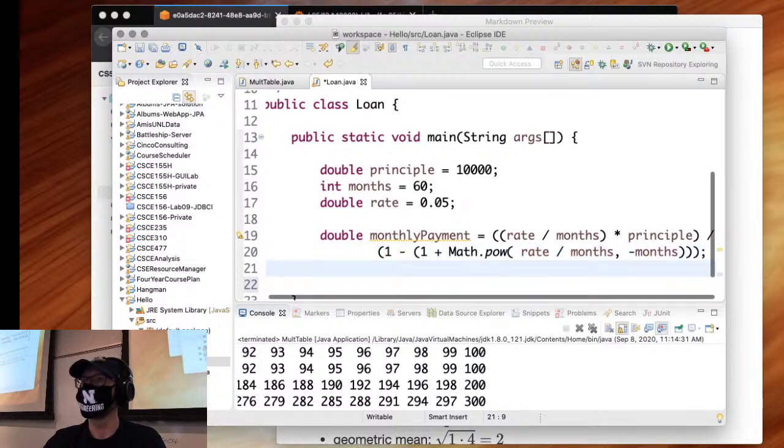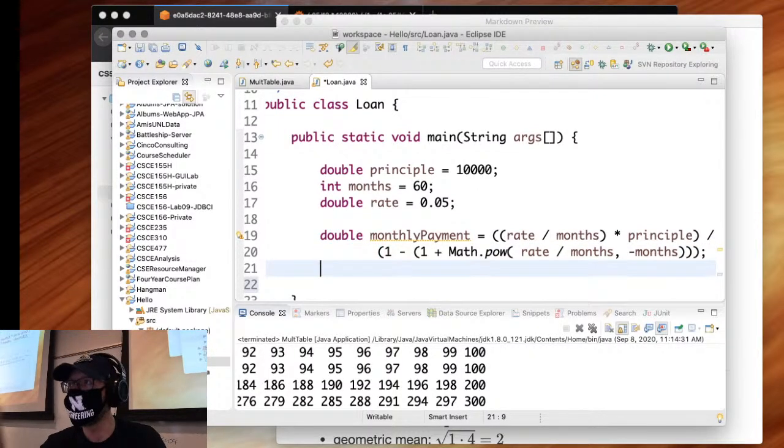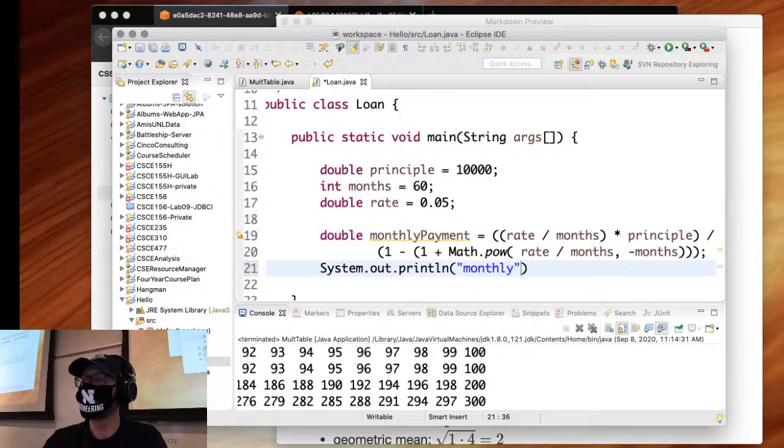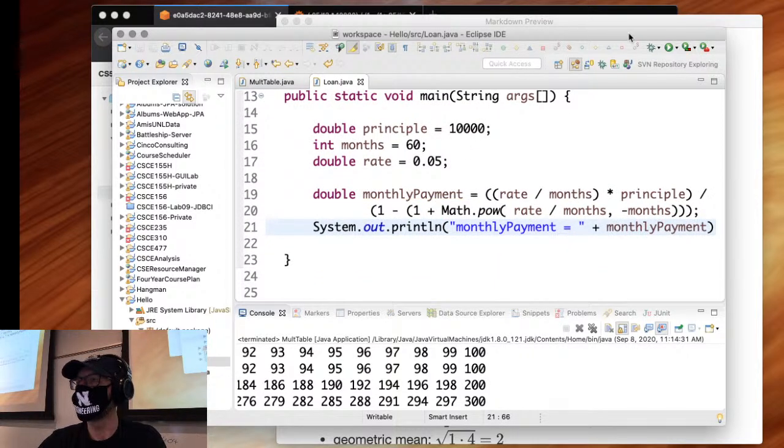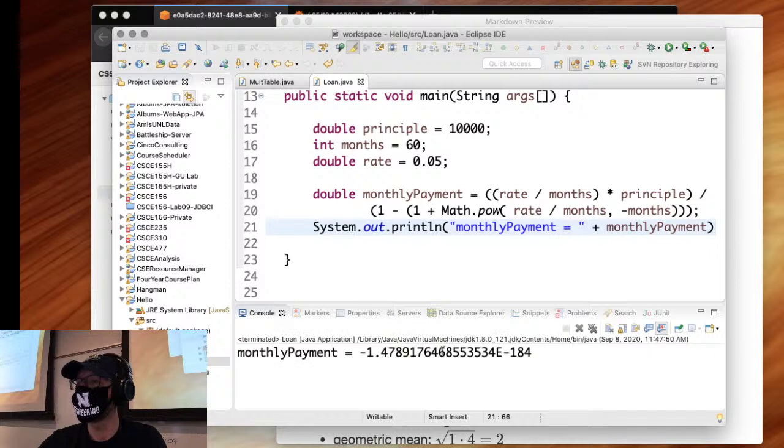Sanity check. Right? You don't have to write the entire program at once and then go and test it and debug it. Test as you go along. Do some ad hoc testing. So, System.out.println monthly payment is equal to monthly payment. And again, this is poor man's debugging, right? I'm just going to print this out, see if I get $188. Ah, I do not, right?